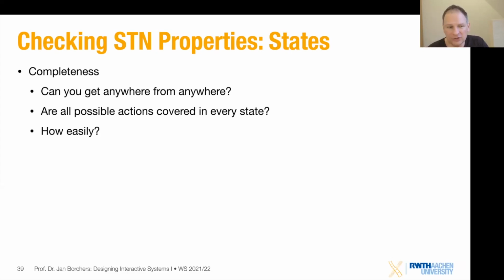And a third thing you can verify is, how easily can I get from A to B? Like how easily can I actually get from one state to another one? Is it as easy as it should be, or is it maybe unnecessarily complex? Does it take too many state transitions to get from A to B for an action that I maybe need to do a lot of times?